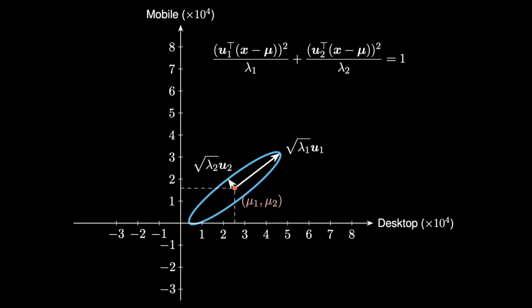Here we plot the unit Mahalanobis ellipse directly in the data space of desktop versus mobile page views. The center is at the mean vector and the axes are aligned to the eigenvectors, scaled by the square roots of the eigenvalues.